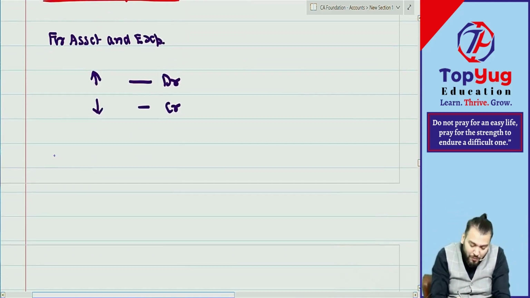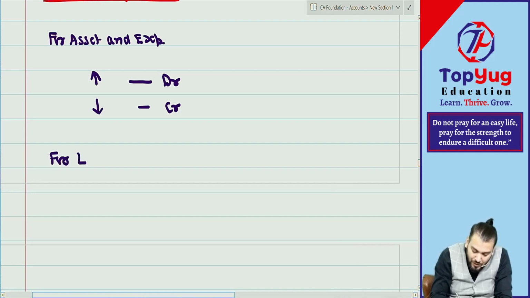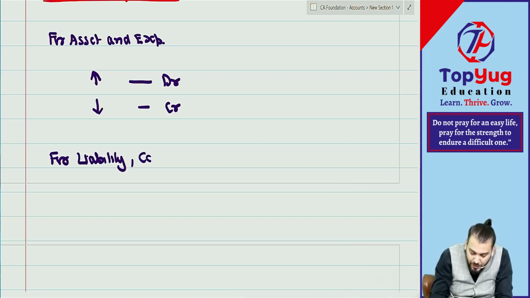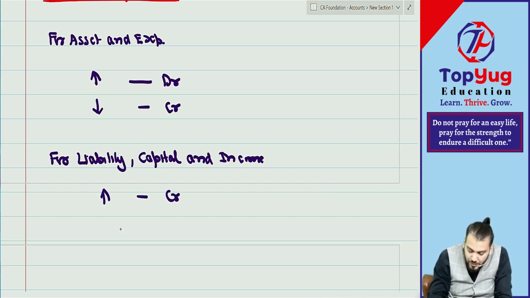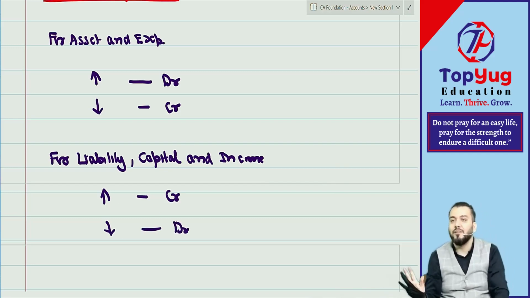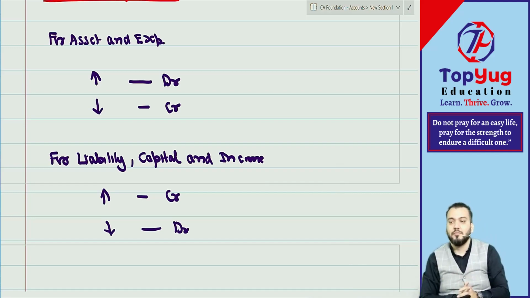And the rules for what? For liability, capital and income. But the increase will be what? And decrease will be what? Debit. So simple.